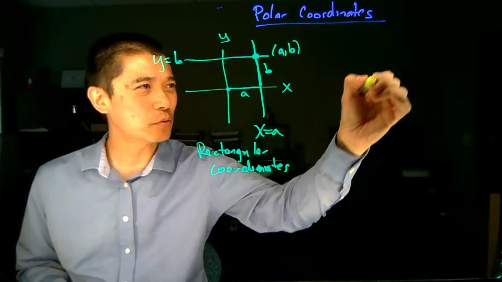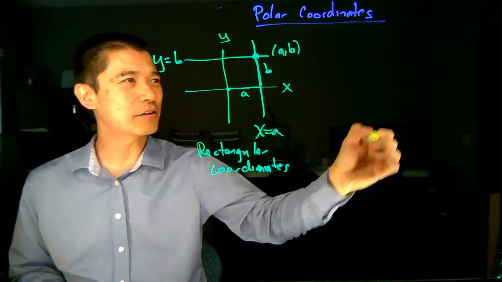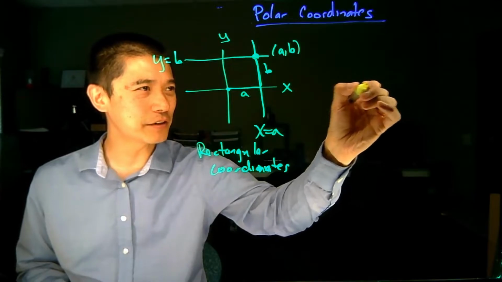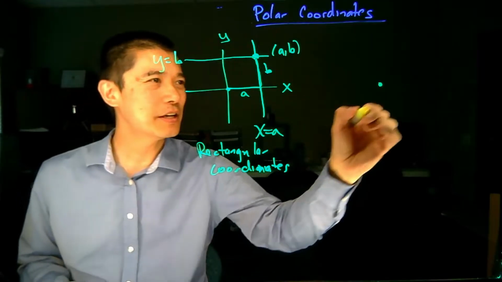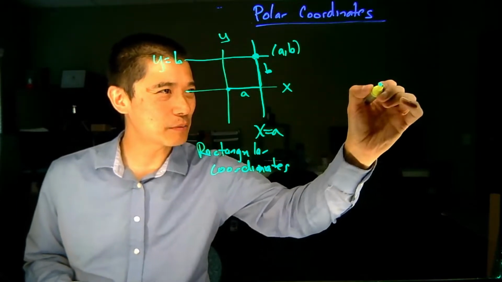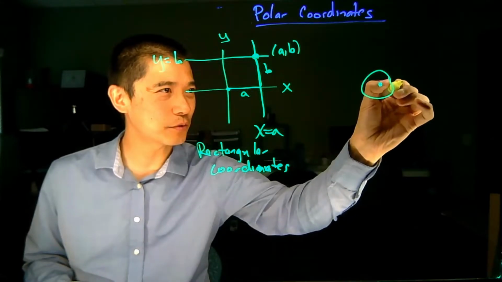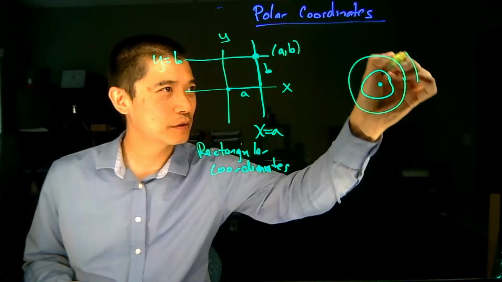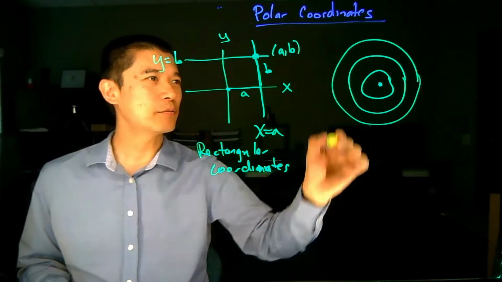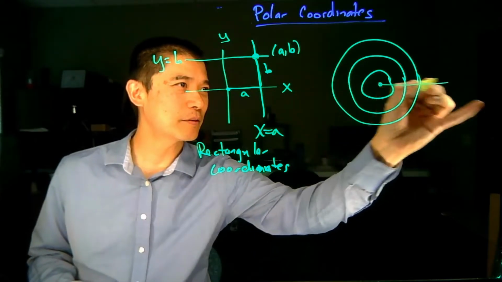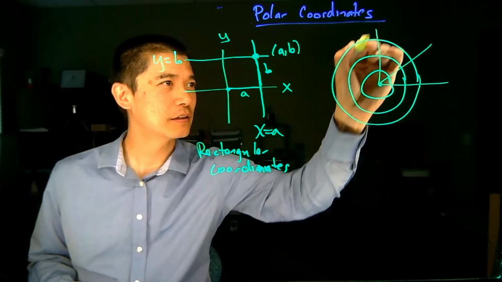Now with polar coordinates, instead of thinking about rectangles, what we're actually doing is thinking about circles and angles. So here's the origin. Instead of thinking about the xy grid like this, we're first going to think about circles, and then we're going to think about lines emanating from the origin, like this.